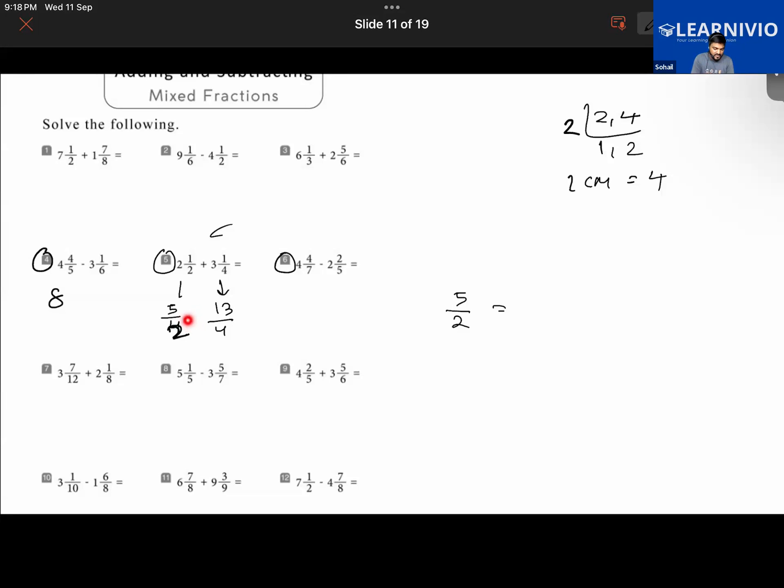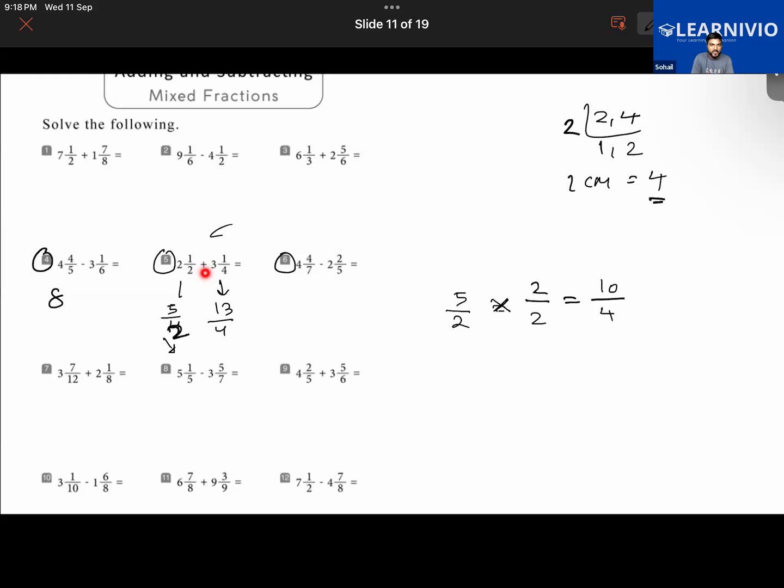While Habib, you pay attention to this 5 upon 2. The LCM you have found to be 4. So by what number should I multiply it? I should be multiplying it with 2. So I get 10 upon 4. Getting it? But it's not smaller than 13 upon 4, right? That doesn't have to do anything with this. See, you had to add here. You forgot this thing. The basic thing mentioned here is addition, not subtraction.